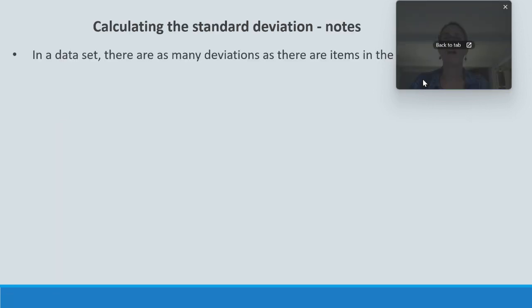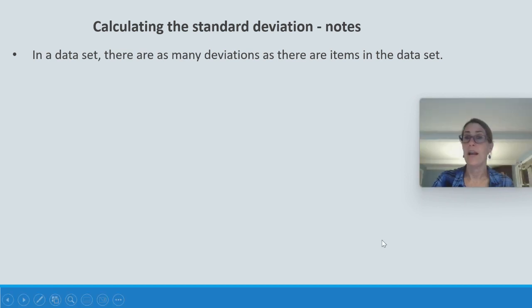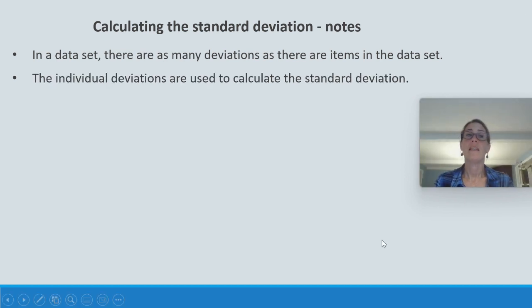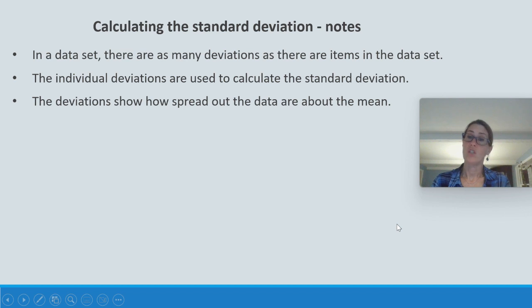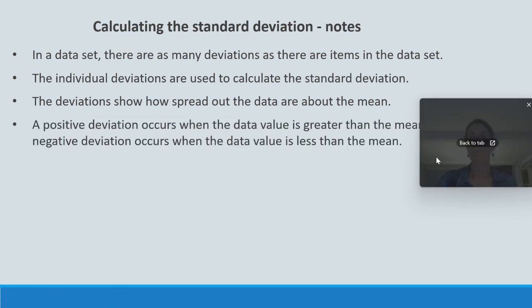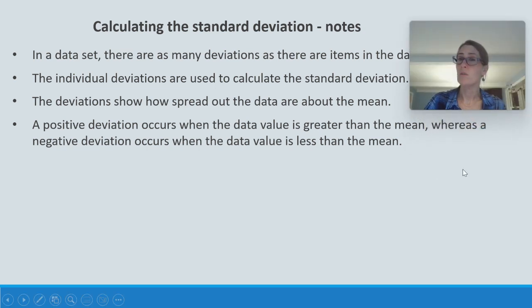So in a data set, there are as many deviations as there are items in the data set. The individual deviations are used to calculate the standard deviation. The deviations tell us how spread out the data are about the mean. Now I said that the standard deviation is always positive or zero, but for the individual ones, a positive deviation occurs when the data value is bigger than the mean, whereas a negative deviation occurs when the data value is less than the mean.